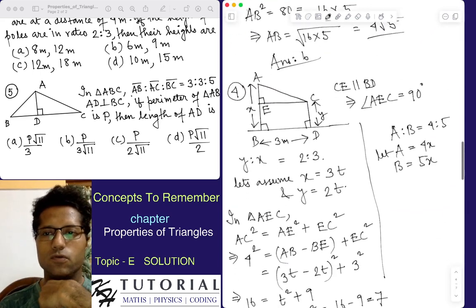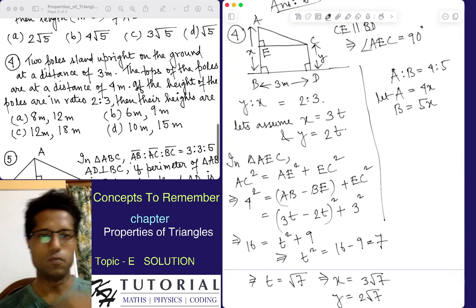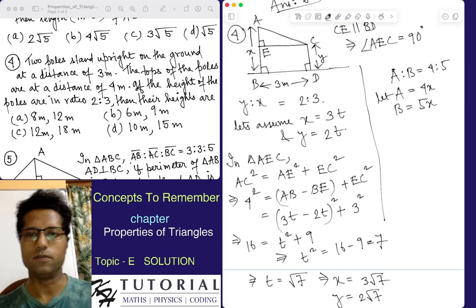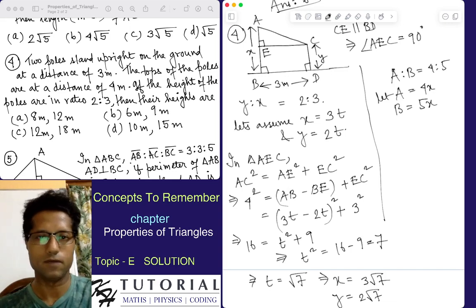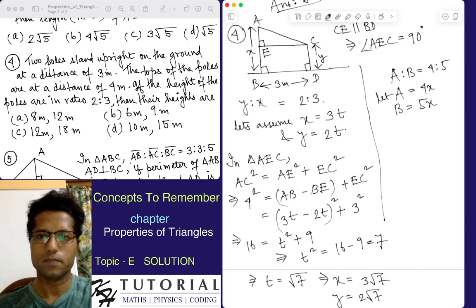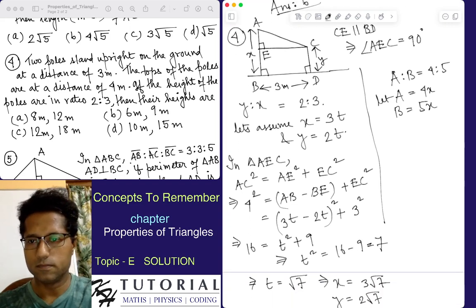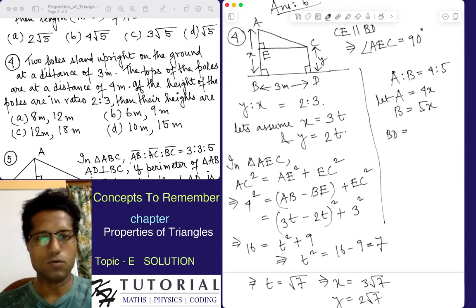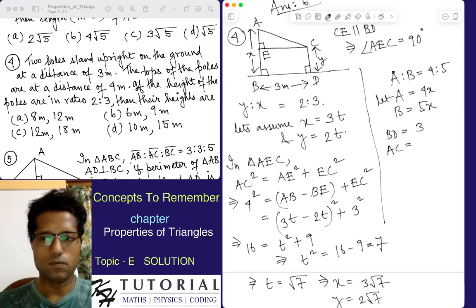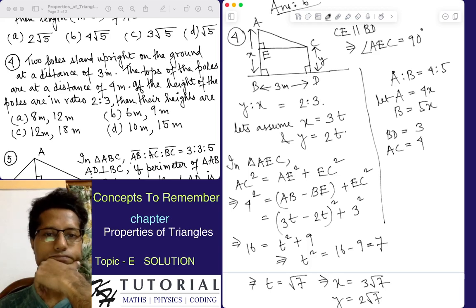Now back to question 4. Two poles stand upright on the ground at a distance of 3 meter. Okay, so we have BD equals 3 meter. The tops of the poles are at a distance of 4 meters. So AC is equal to 4. So BD is equal to 3 and AC is equal to 4.